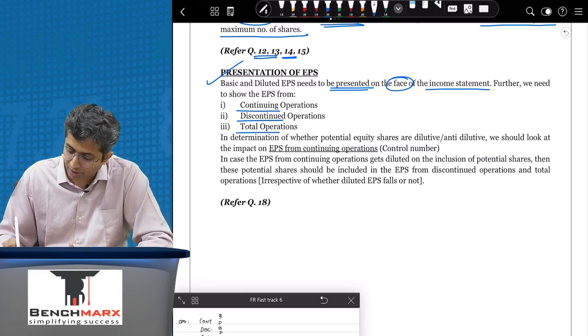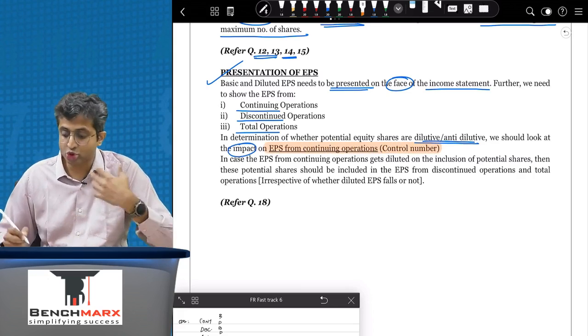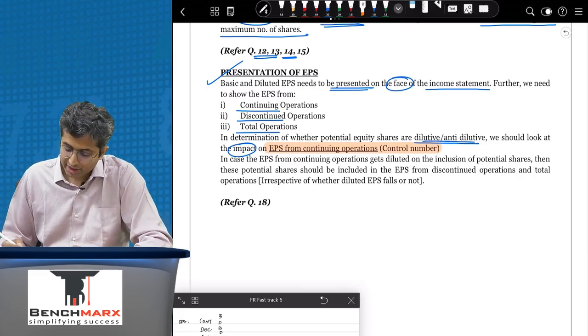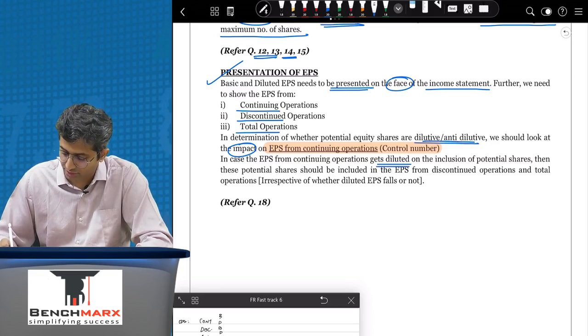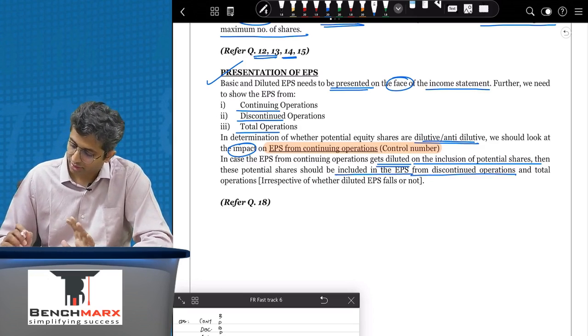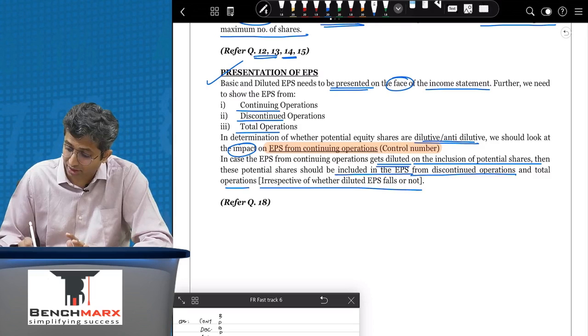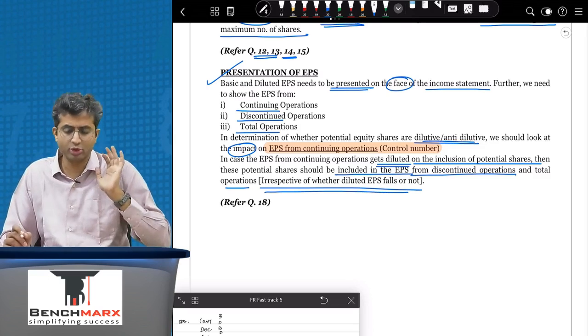In determination of whether the potential shares are dilutive or anti-dilutive, we should look at the impact on the EPS from continuing operations, which is also called the control number. In case the EPS from continuing operations gets diluted, that is, it gets reduced, on the inclusion of potential shares, then these potential shares should be included in the EPS from discontinued operations and total operations, irrespective of whether the diluted EPS falls or not. We will take the decision based on the control number, which is the EPS from continuing operations.